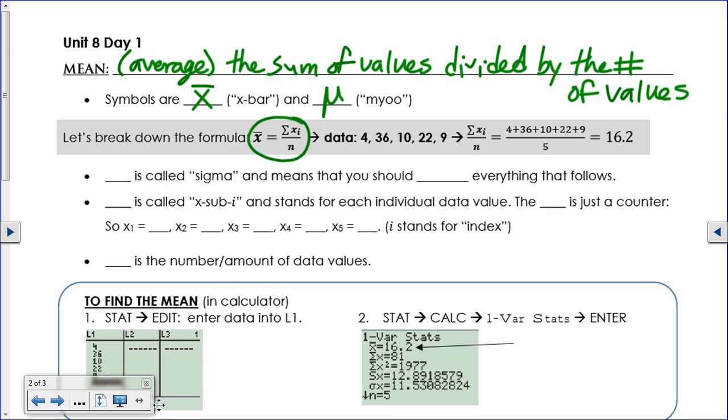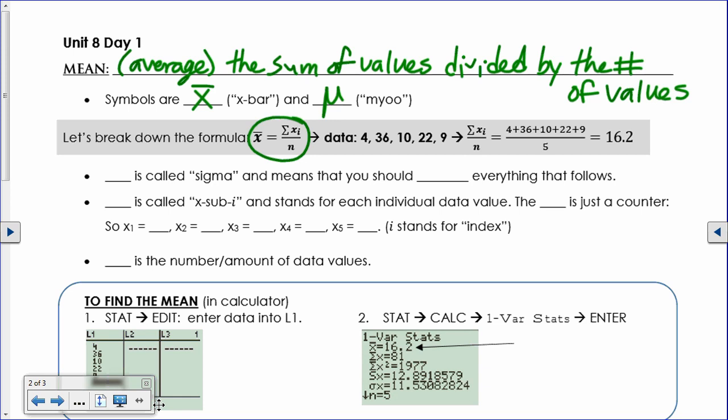So for example, if I made up this one right here, my data was 4, 36, 10, 22, and 9, and I wanted to find the mean. I would add all of them together and divide by 5 because I have 1, 2, 3, 4, 5 data points. And your answer would be 16.2.